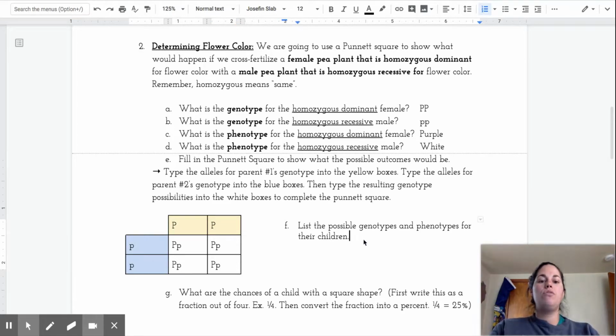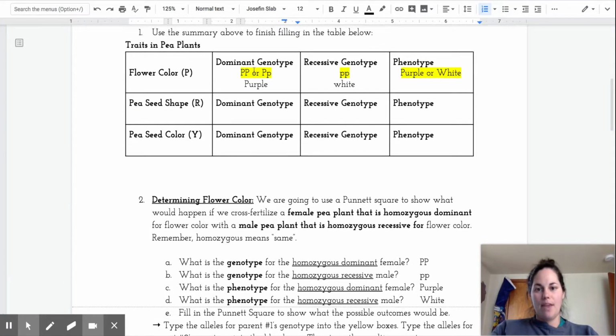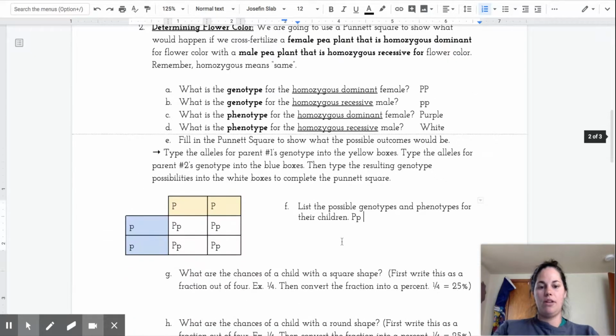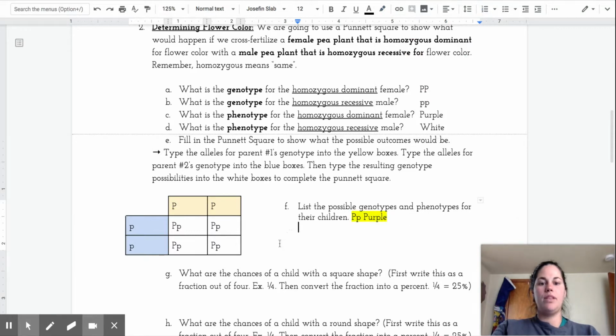So if we're going to list the possible genotypes and phenotypes for their children, what we see here is that they could have the genotype Pp. And if we need to look back at our table to see what that would look like, if they have the uppercase P and the lowercase p, they would be purple. So the flower color phenotype would be purple. I'm just going to highlight that to make it stand out from the question.